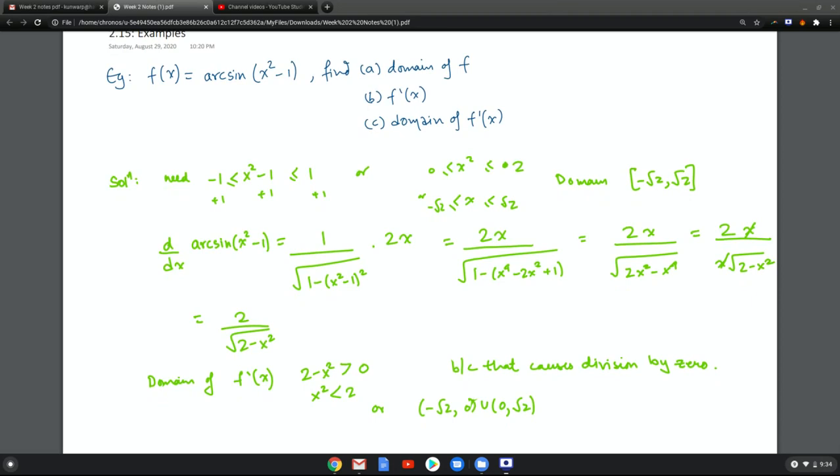For the domain of this function, you need everything under the square root to be positive, so x squared is less than 2. So it lies between negative root 2 and 0, union 0 and root 2.